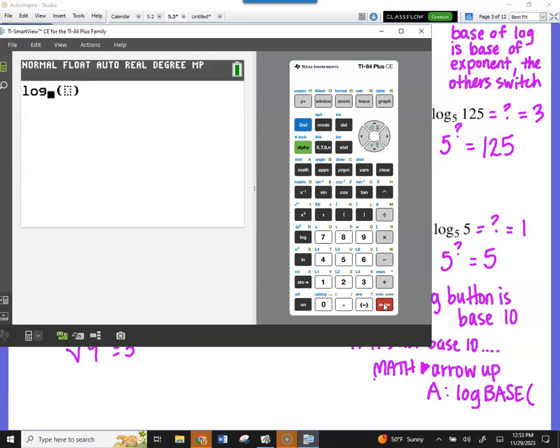Cheating. We didn't have that when I was in school. We had graphing calculators. I'm not that old, but we definitely did not have that feature.